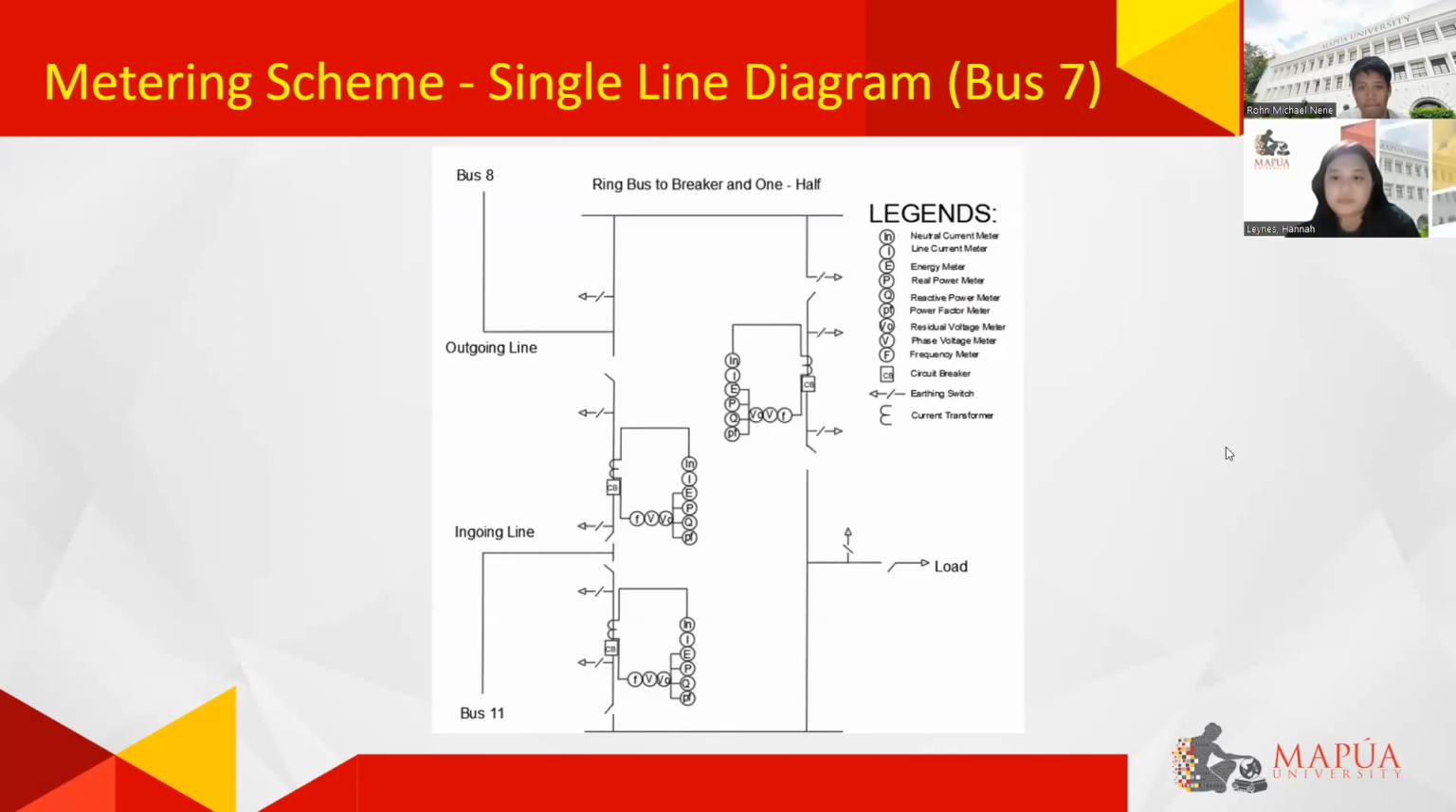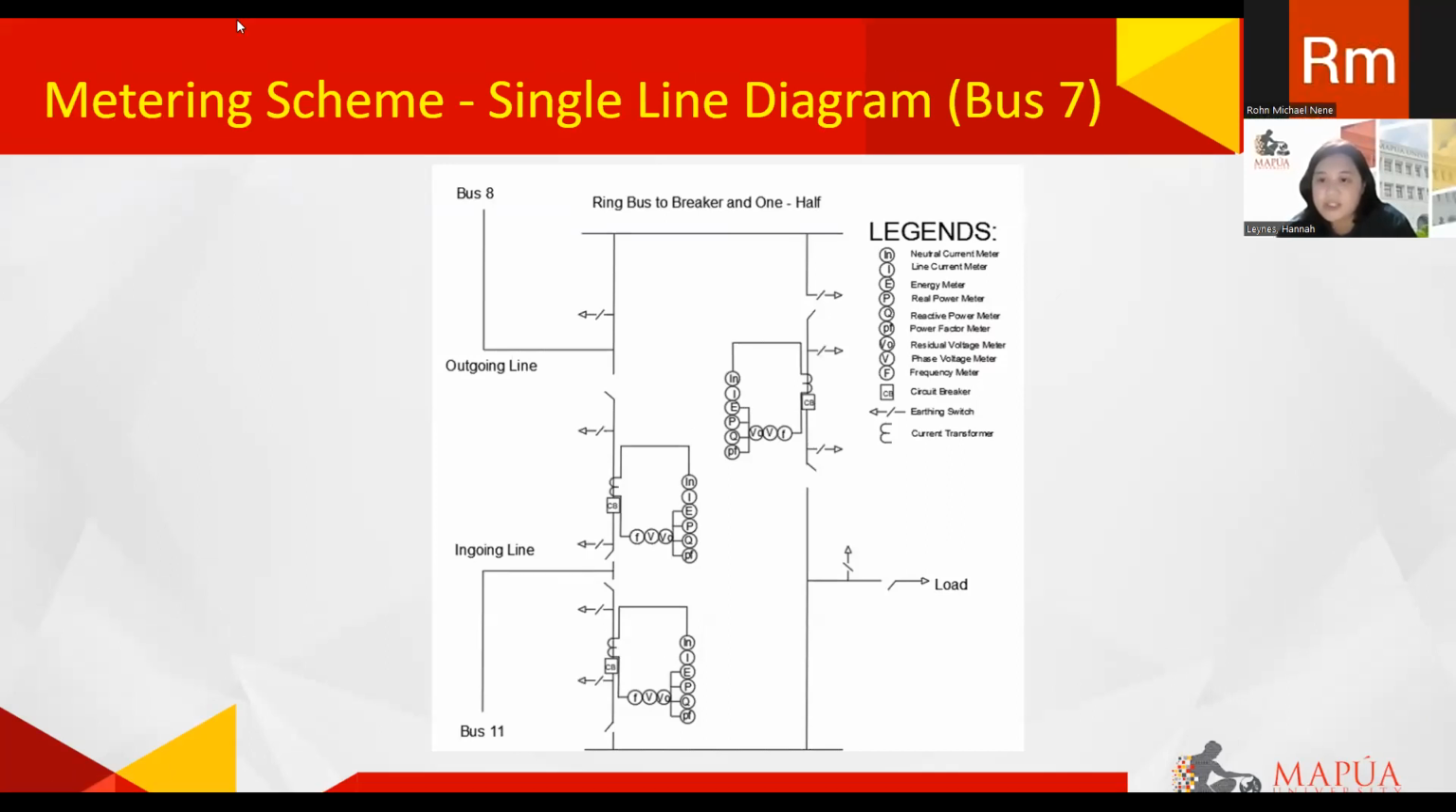Next, we have here our metering scheme, the single line diagram for bus 7. We have the legends: the neutral current meter, line current meter, energy meter, real power meter, reactive power meter, power factor meter, residual voltage meter, phase voltage meter, frequency meter, circuit breaker, earthing switch, and the current transformer. This is the single line diagram, breaker and a half configuration applied to bus 7.